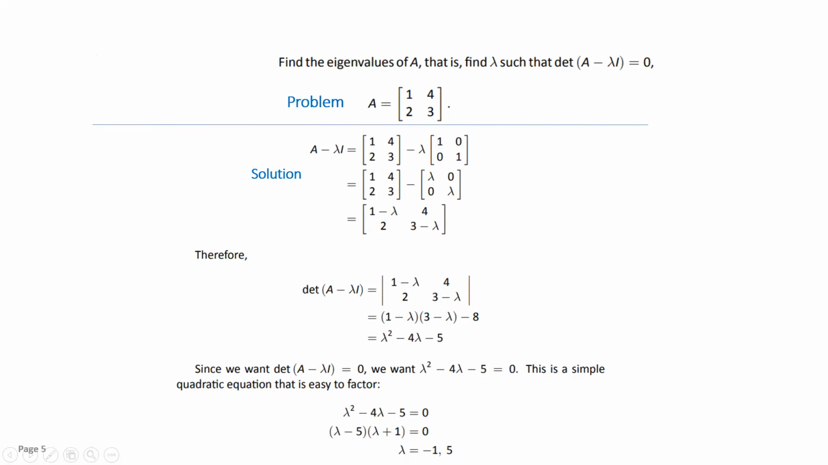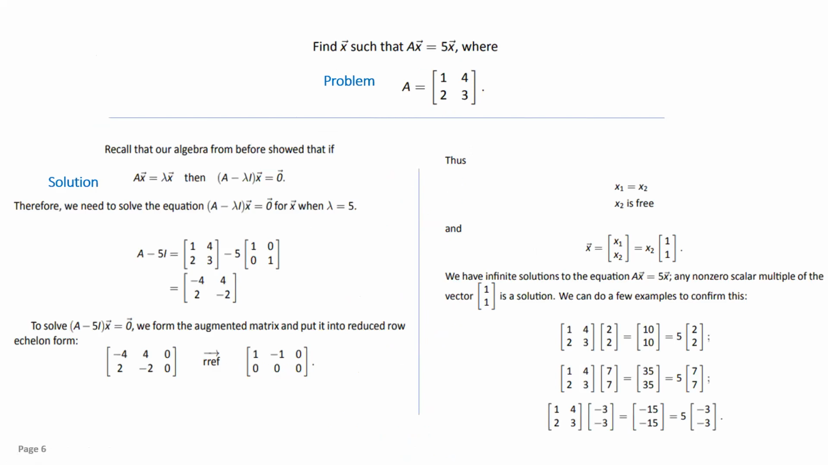With the help of the lambda values, we can get two eigenvectors. For -1 we can get an eigenvector, and for 5 we can get another eigenvector. We will see this in further examples. Here we have to find x bar, the notation of a vector, such that A x bar is equal to 5 x bar, where A is 1, 4, 2, 3, the same example we discussed in the previous problem. So here lambda is -1 and 5.